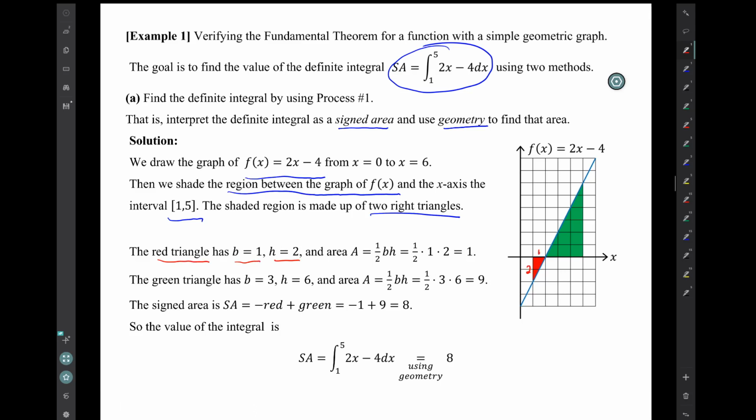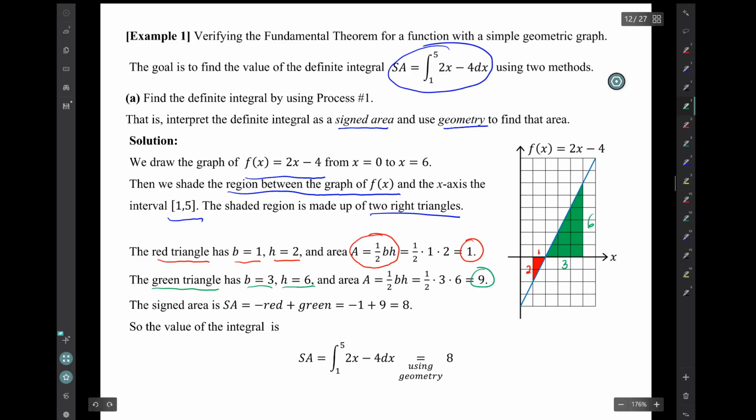Its area will be computed using the formula for the area of a right triangle. Area is 1/2 the base times the height. We end up getting the number 1 for the area of that red triangle. The green triangle has base of 3 and height equals 6. So using the right triangle area formula, we find that its area is 9.